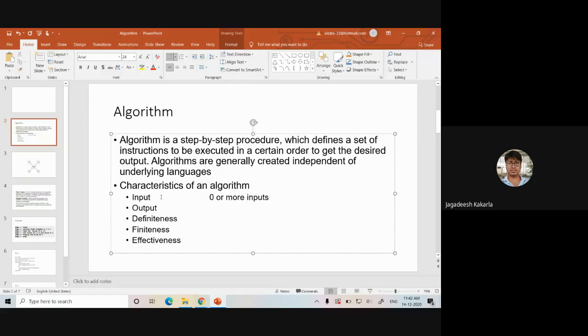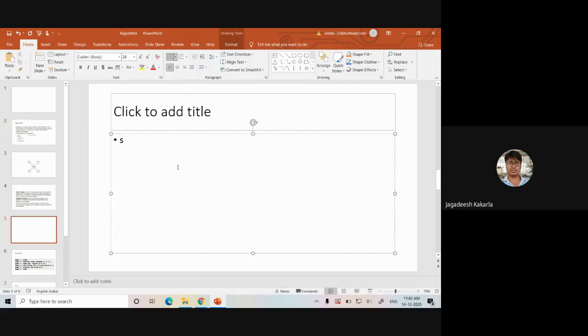Now, let me give an example of an algorithm which has 0 inputs. Say I just want to display your name. For that, let me write an algorithm so that you will understand. Step 1, start. Step 2, display, my name is Jagadish. Step 3, stop. Can you tell me, am I taking any input here? No, sir. So an algorithm can have 0 or more inputs.